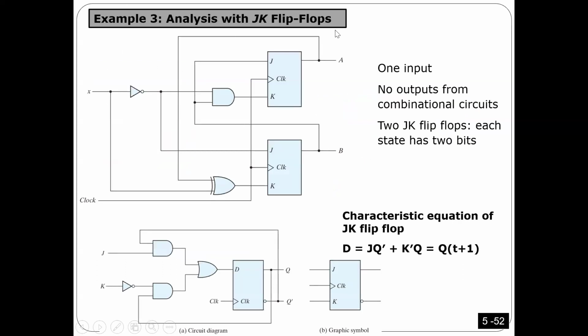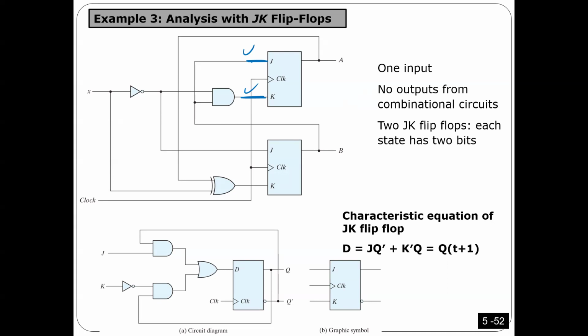Now I will go to the JK flip-flop. JK flip-flop is a little bit more difficult than the D flip-flop. You know why? Because in the case of the JK flip-flop, number one, I have to calculate 2 inputs. So I have to calculate what value we have here and what value here. Not only 1 input, 2 inputs. Number 2, the characteristic equation is somewhat big. Other than that, everything is almost the same.